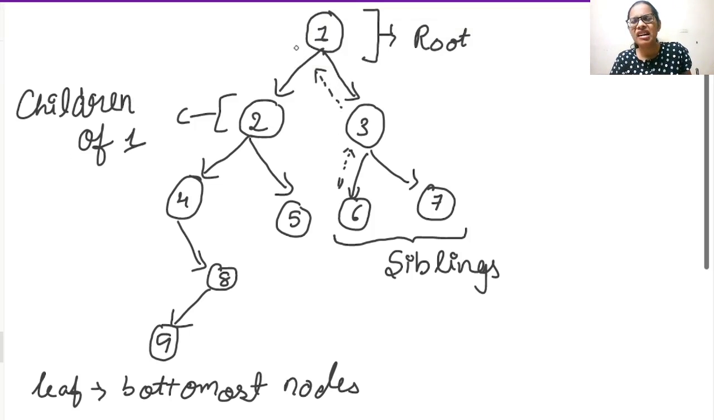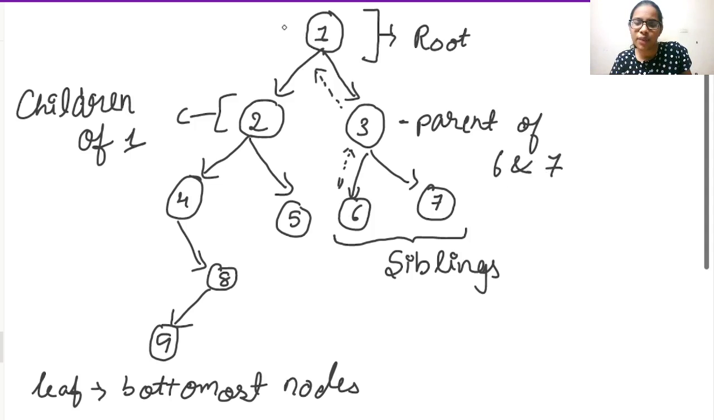You can use the analogy of a real life family tree, where only the blood relation will count. So 3 is the parent of 6 and 7. I am just writing parent of 6 and 7. Now 1 will be known as an ancestor of 6, and 6 will be known as a descendant of 1, someone who succeeds 1.